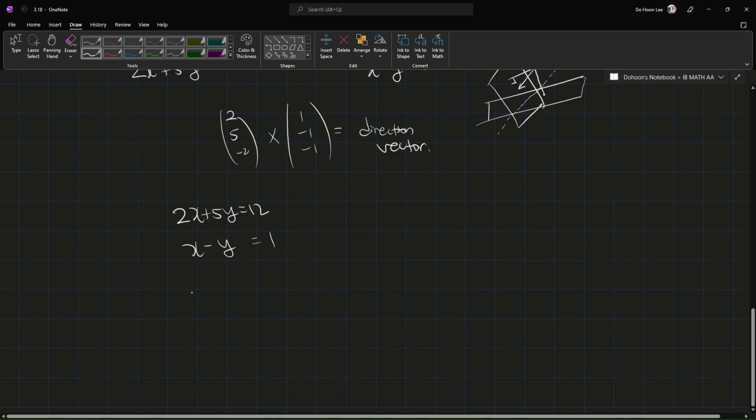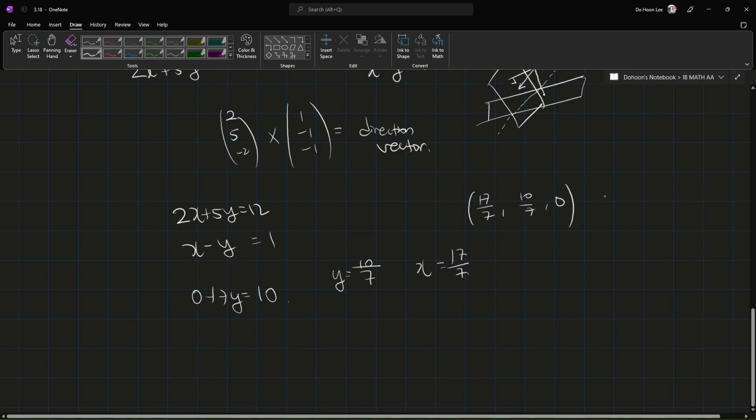So then 2x minus 2x is 0. And then 5y minus (-2y), so 5y plus 2y, so it's plus 7y equals 12 minus 2, so 10. Then I know that y has to be 10 over 7. And then from that, I can tell that x has to be 17 over 7. So the point becomes (17/7, 10/7, 0).